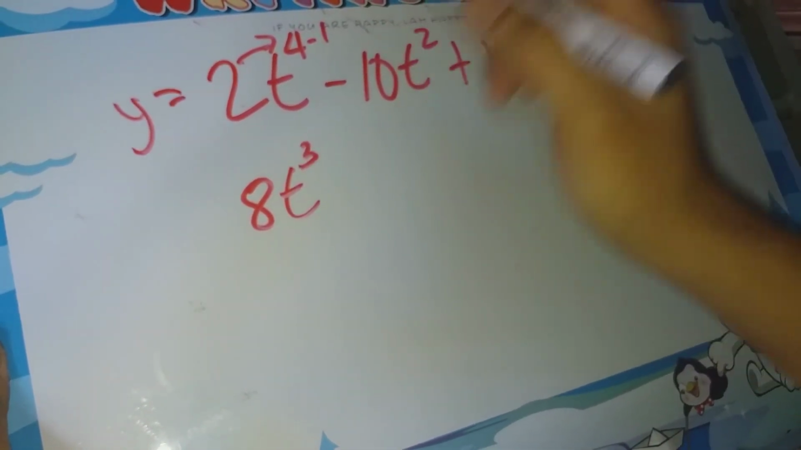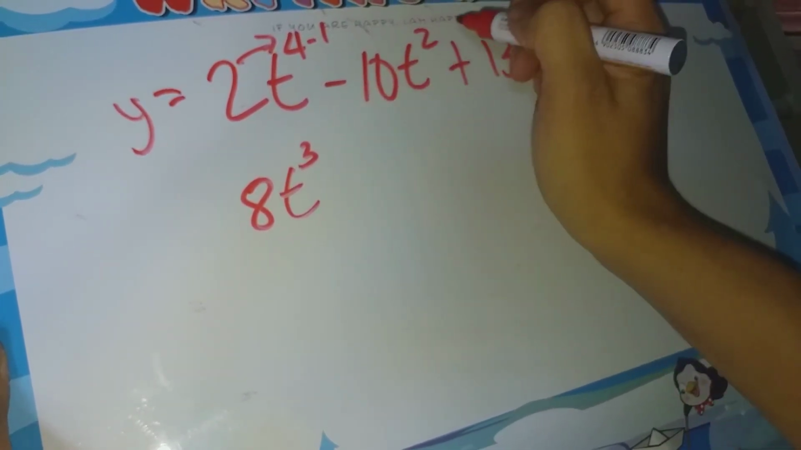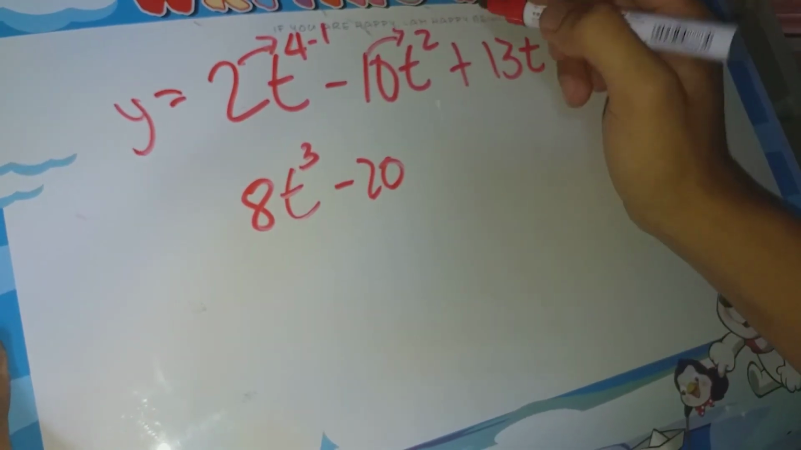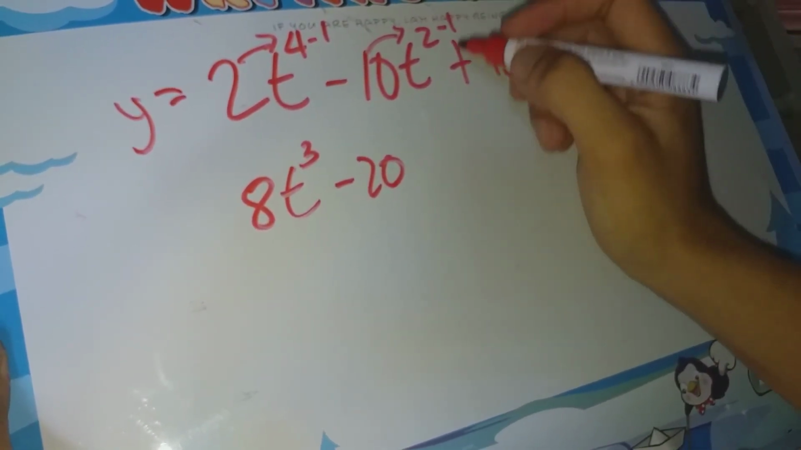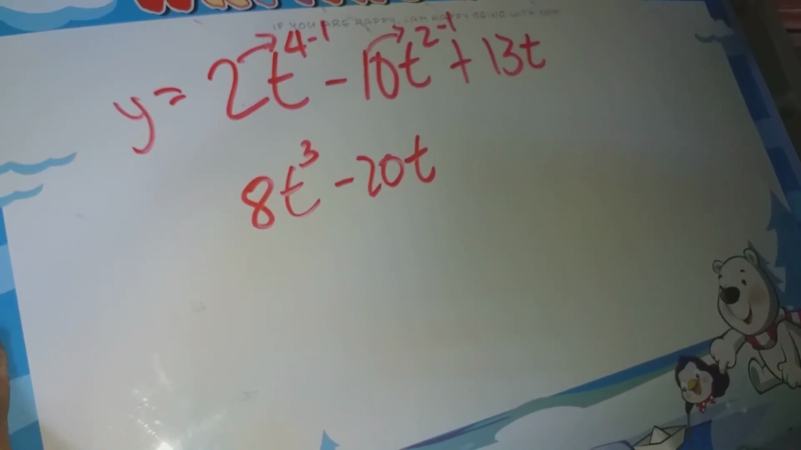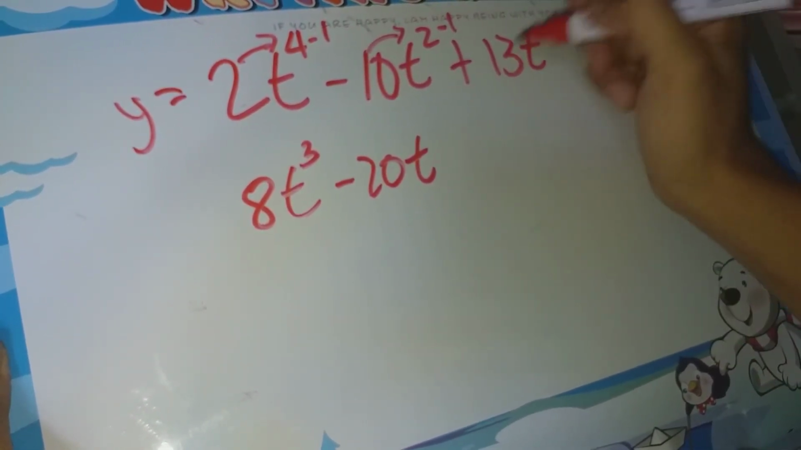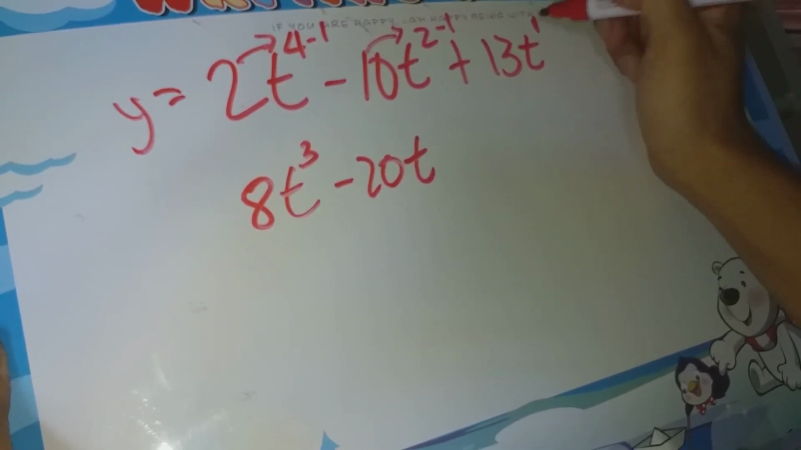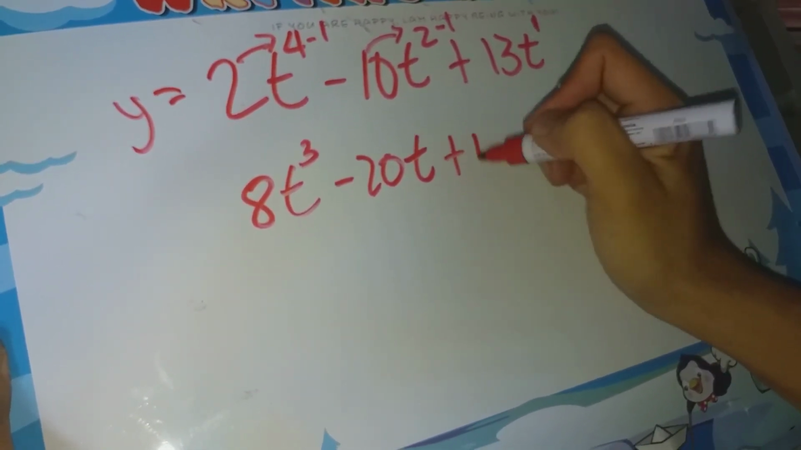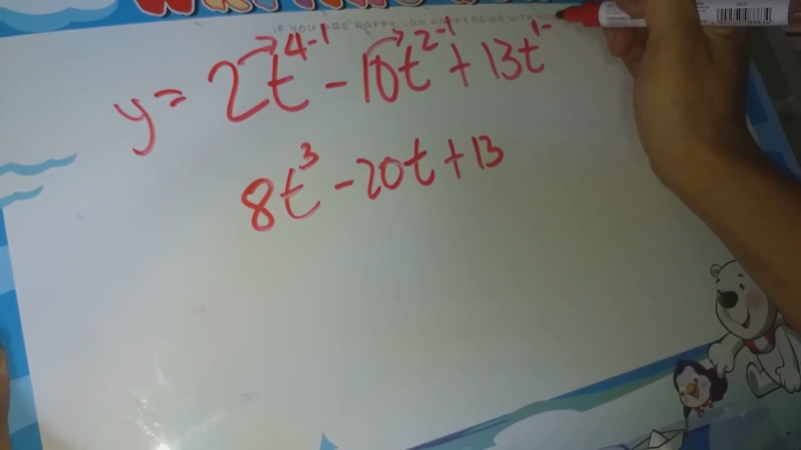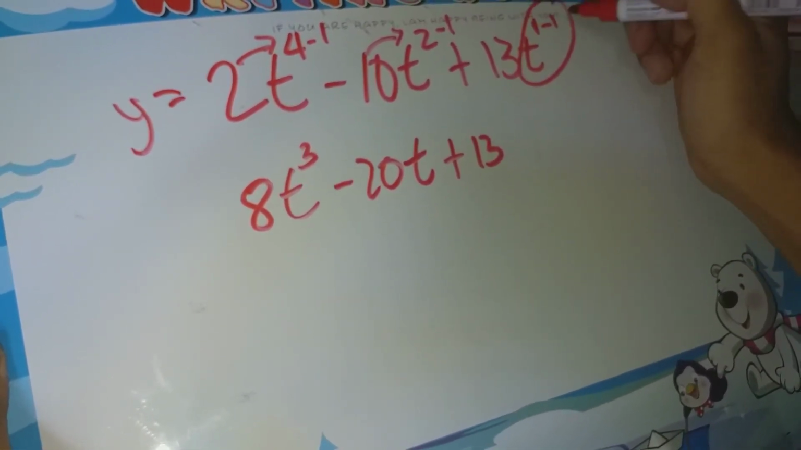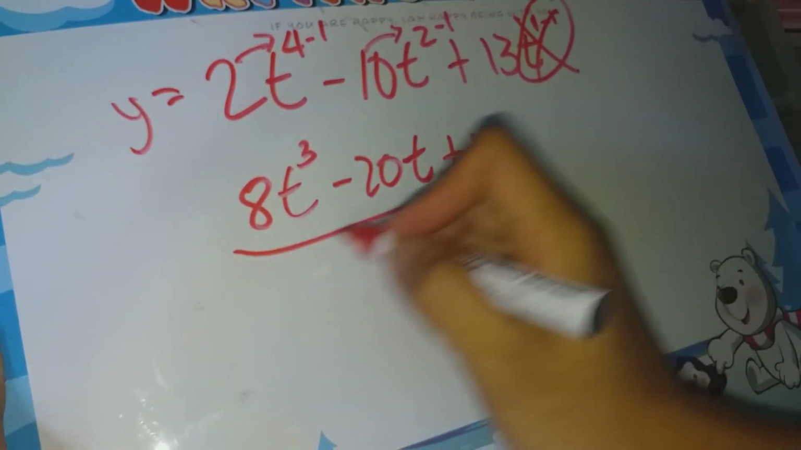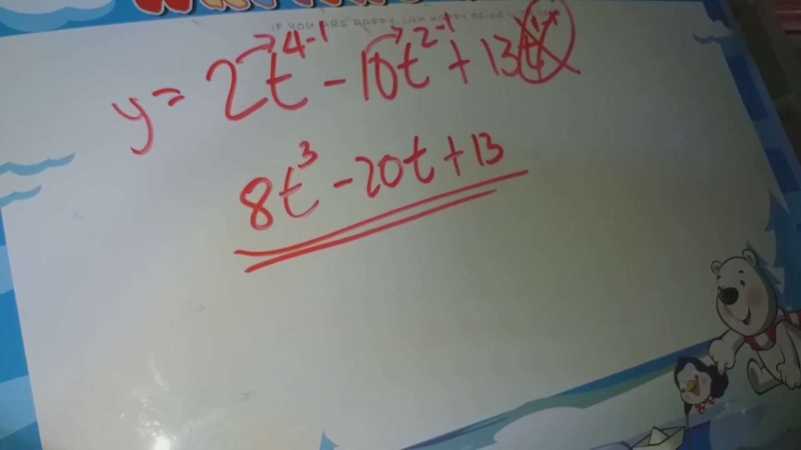And then let's proceed to the next term. Negative 10 multiplied by 2 is negative 20. And then minus 1 from the exponent, or simply t. And to the last term, let's assume that there is an imaginary 1 here. So 1 multiplied by 13 is simply 13. And then subtract 1 from the exponent. Simply disregard the literal coefficient. Now the answer on problem number 2 is 8t cubed minus 20t plus 13.